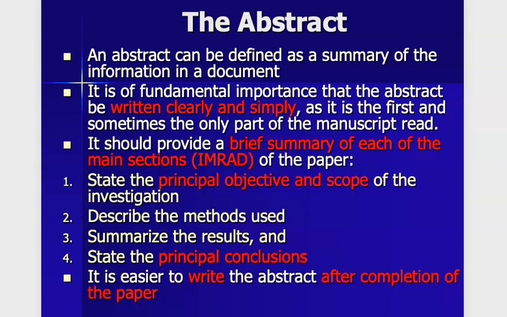The abstract. It is the mirror of your research paper. An abstract can be defined as a summary of the information in a document. It is of fundamental importance that the abstract be written clearly and simply. It is the first part of the manuscript that is read by most scholars. It should provide a brief summary of each of the main sections, like findings, results, discussion. State the principal objective and scope of the investigation. Describe the methods and summarize the results. State the principal conclusions in the abstract.